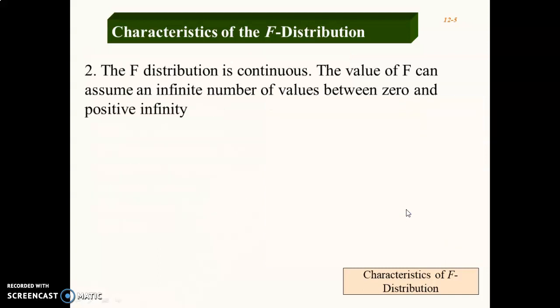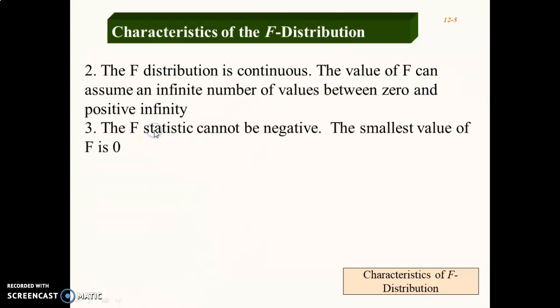The second characteristic, the F distribution is continuous, meaning the value of F can assume an infinite number of values between 0 and positive infinity. Third, the F statistic cannot be negative. The smallest value of F is 0. The F distribution is positively skewed. The long tail of the distribution is to the right-hand side. As the number of degrees of freedom increases in both the numerator and the denominator, the distribution approaches a normal distribution.